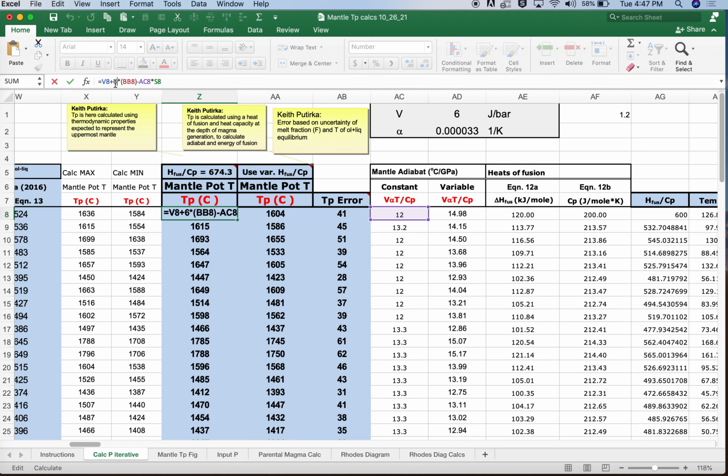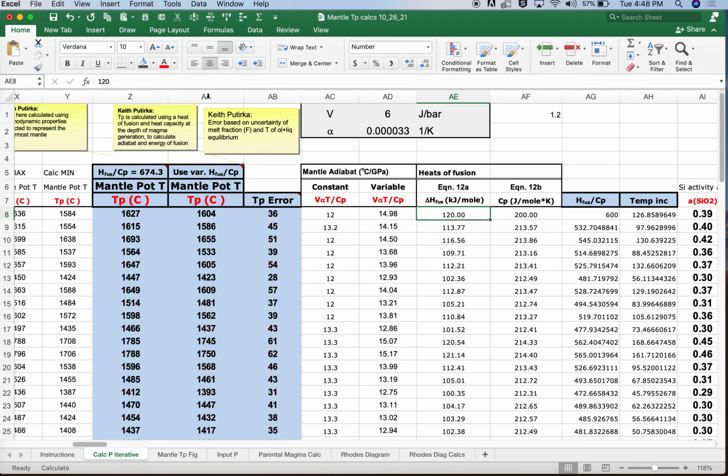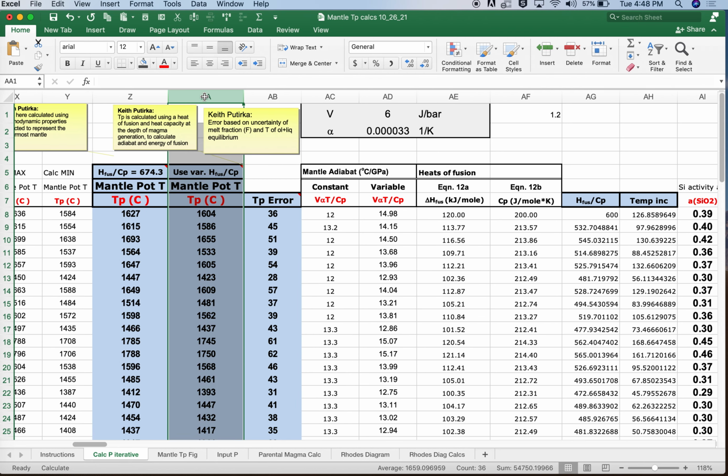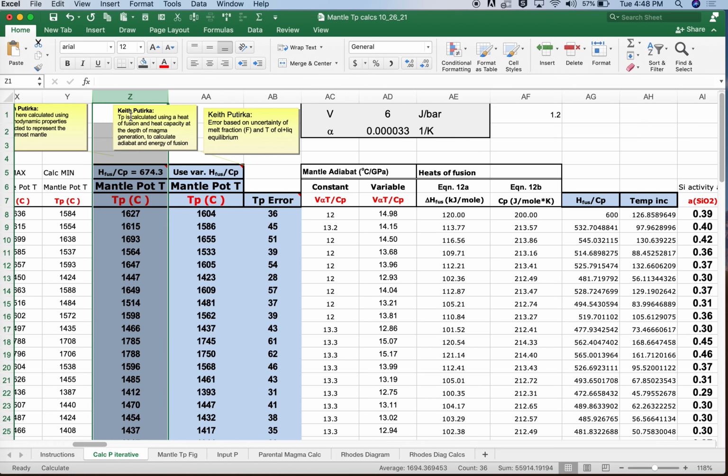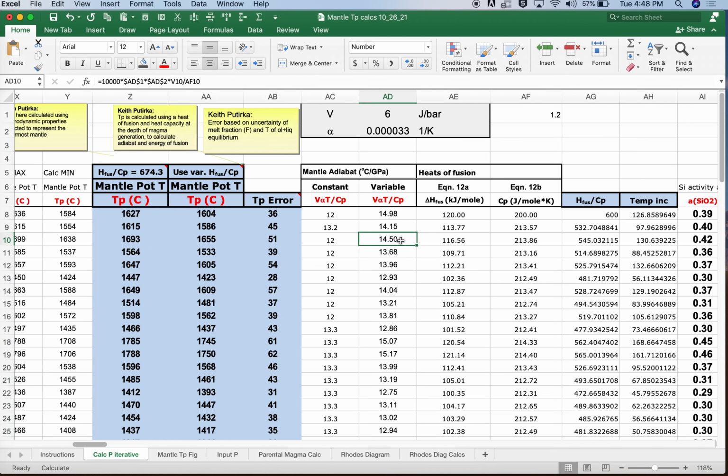We'll just go back to the default 674.3 if you just want to keep it constant. So you can change these values, V, alpha, heat capacity, and the heat of fusion. That'll play into these mantle potential temperature estimates here, or you can use the constant values and they'll play into these values over here. All that stuff is variable. So I hope a little bit of that is helpful.